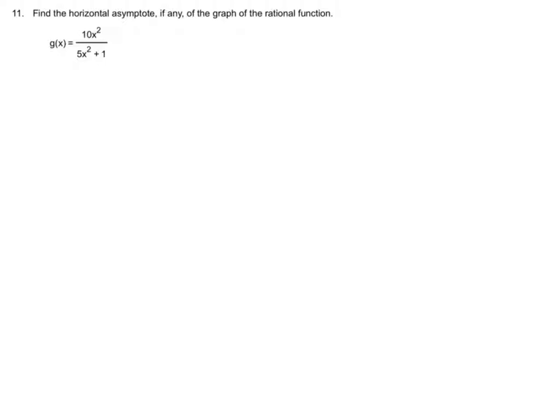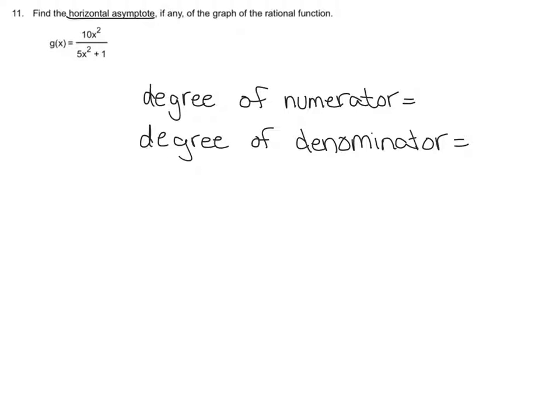Find the horizontal asymptote, if any, of the graph of the rational function. In order to identify the horizontal asymptote, we're going to look at the degrees of the numerator and the denominator. The degree is the highest exponent. So if I look at the numerator, the highest exponent is 2. And if I look at the denominator, the highest exponent is also 2.